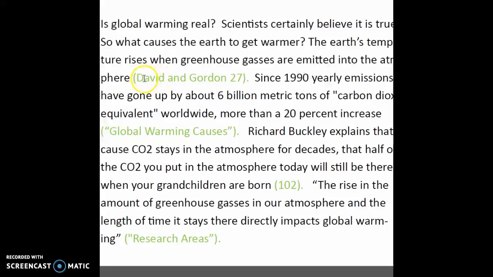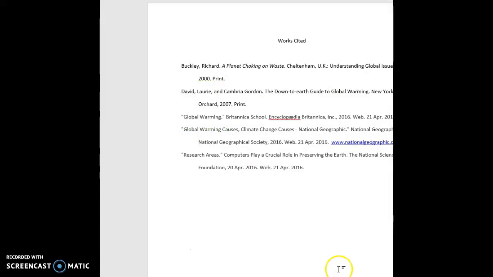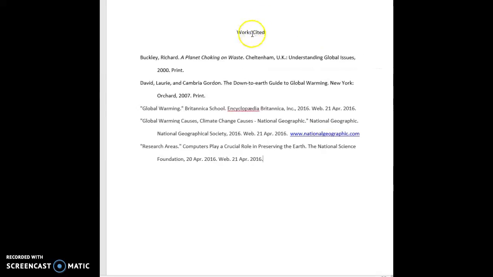So I now can look here and say David and Gordon. I'm going to assume, you have to assume, that David and Gordon are the last names of the authors. Let's take a look. I'm going to take that David and Gordon information, go to my Works Cited page, and look for a citation that has the authors David and Gordon. And if I look here, Lori David and Cambria Gordon.